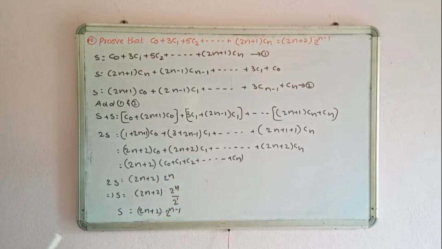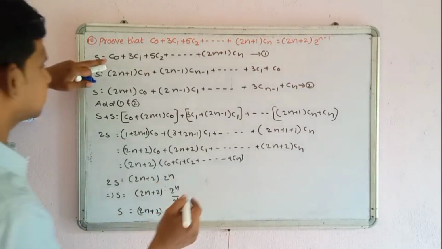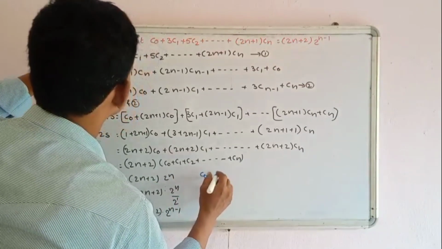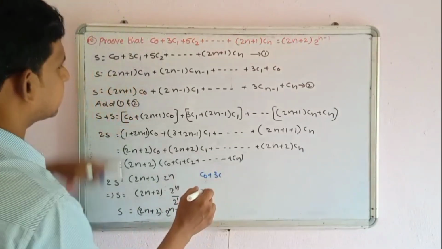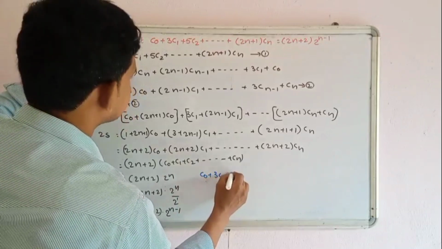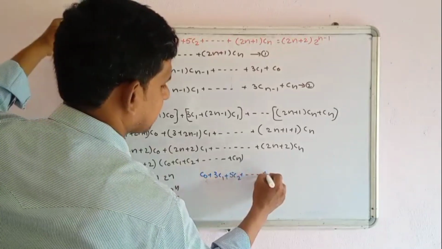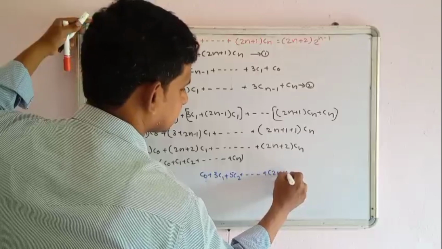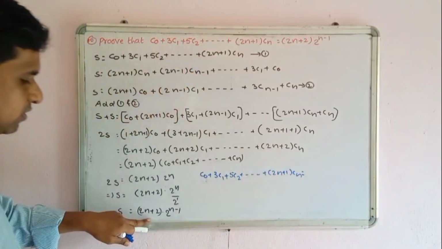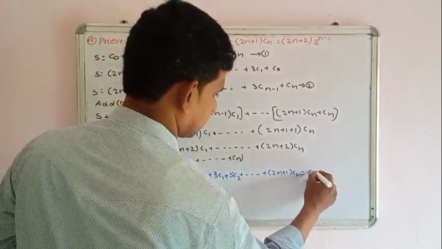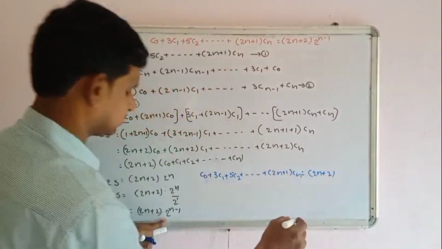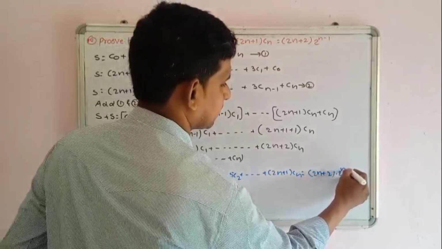So what is the value of S? S means C0 plus 3C1 plus 5C2 plus so on 2n plus 1 Cn equals, what is the value? The final result value is 2n plus 2 into 2 power n minus 1.